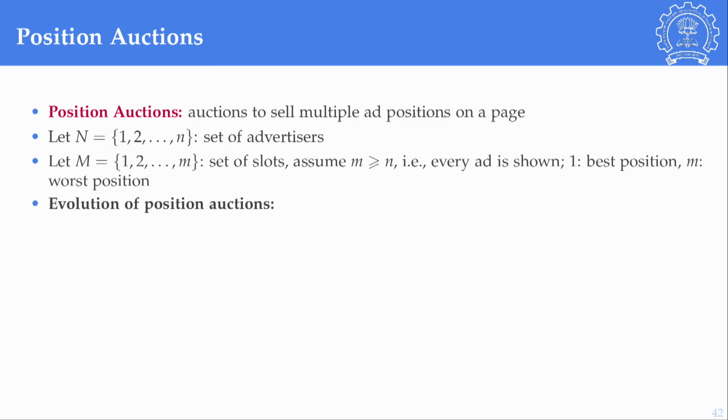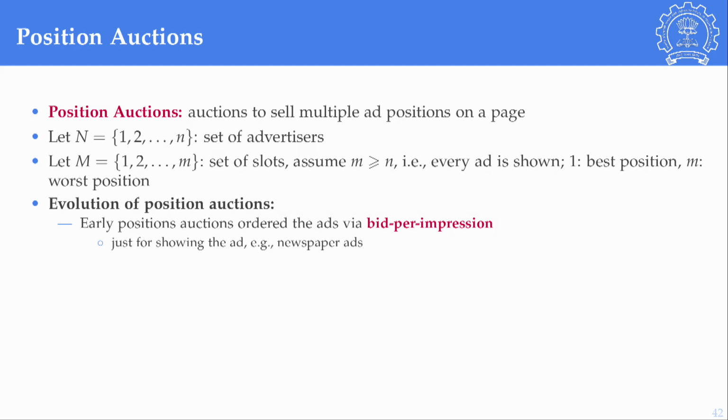Historically, position auctions first started, I think, in the early 1990s or so. They were ads sold via bid per impression. This is the type of ads we are familiar with in newspapers and so on. The moment I show your ad on the banner, I charge you a certain fixed amount. Just showing the ad, like newspaper ads.